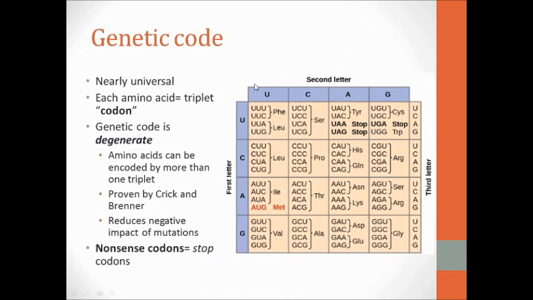So you see here on this chart that different triplets can code for the same amino acid, and these are just abbreviations of amino acids.